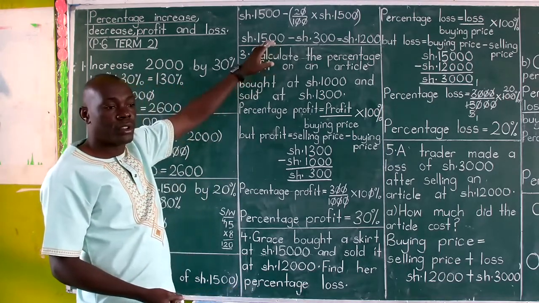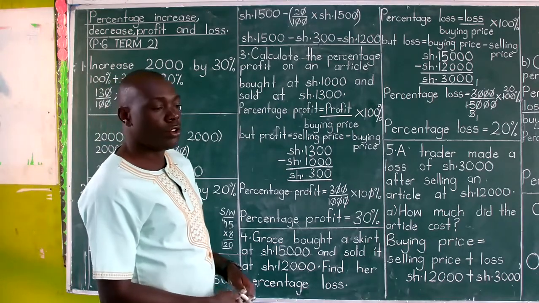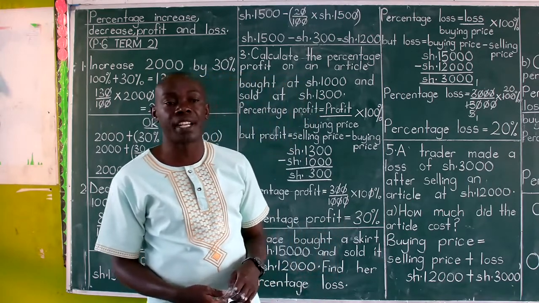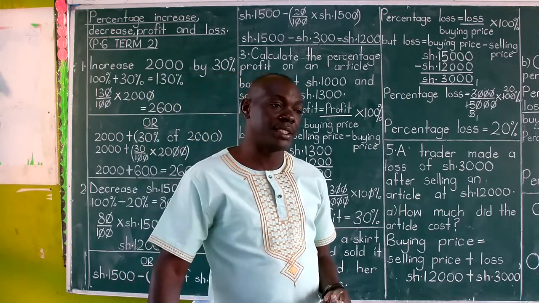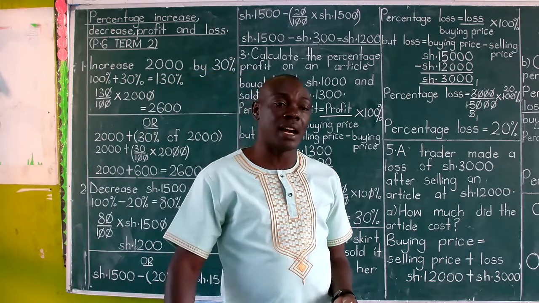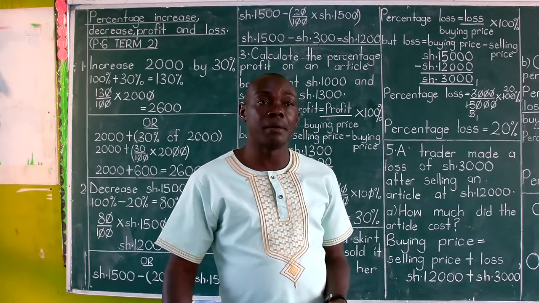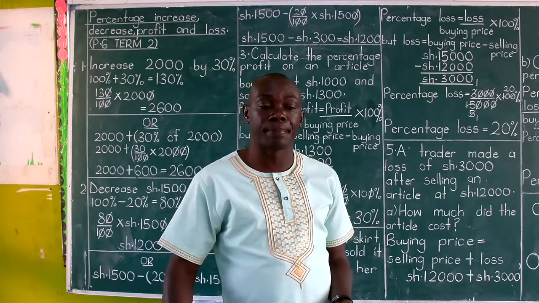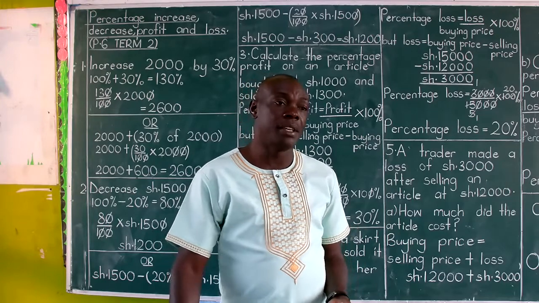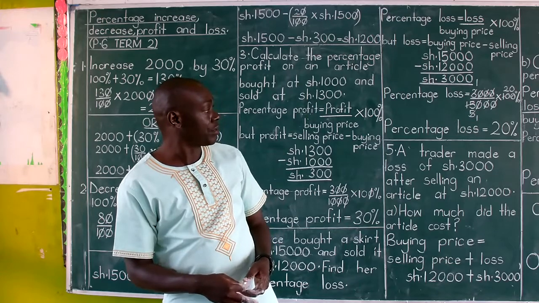You must know the formula of how one can reach the percentage profit. Percentage profit equals profit out of buying price times 100%. I said percentage profit equals profit out of buying price times 100%. You must know that buying price is the same as cost price. When I say calculate the cost price of an item, I will be saying the buying price, or find the buying price of that commodity.